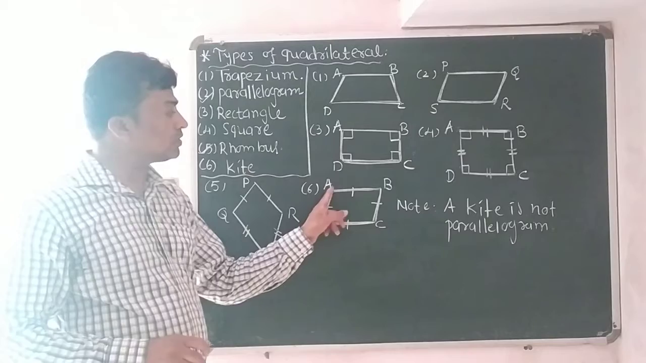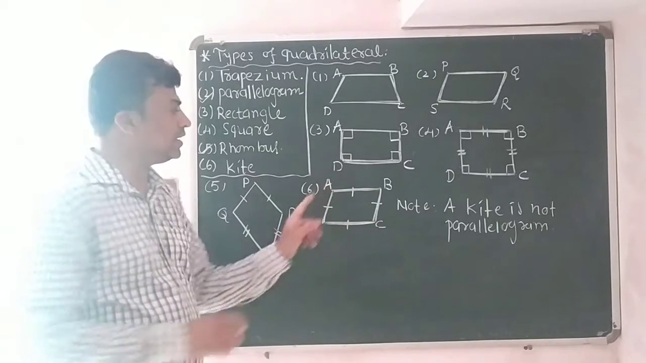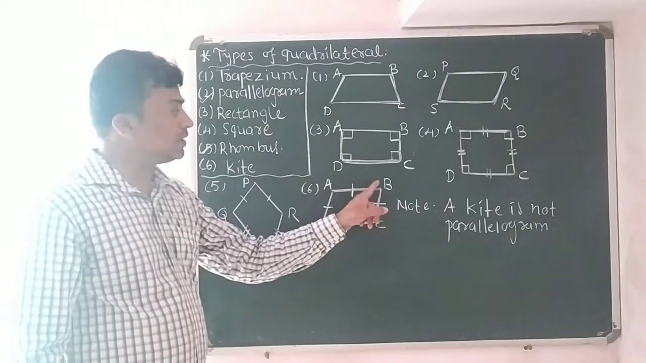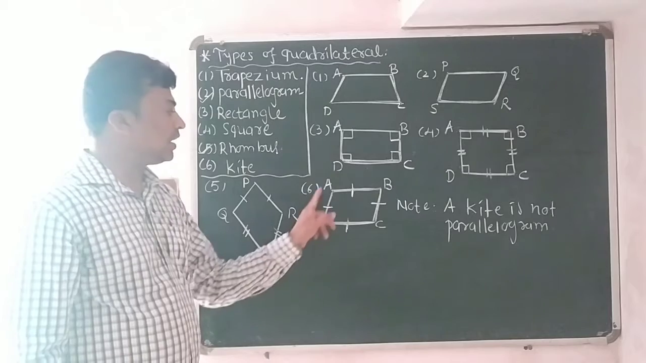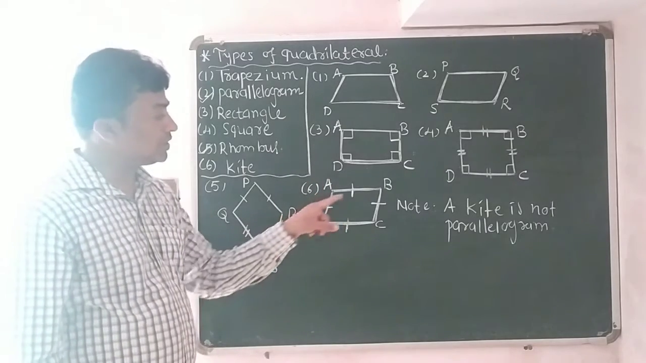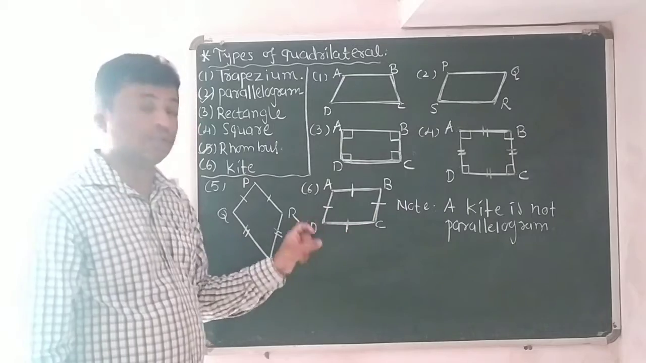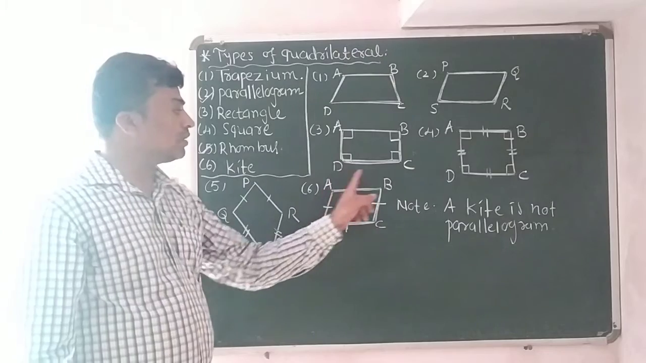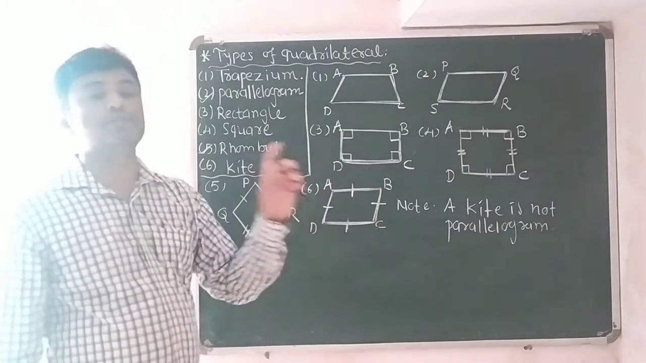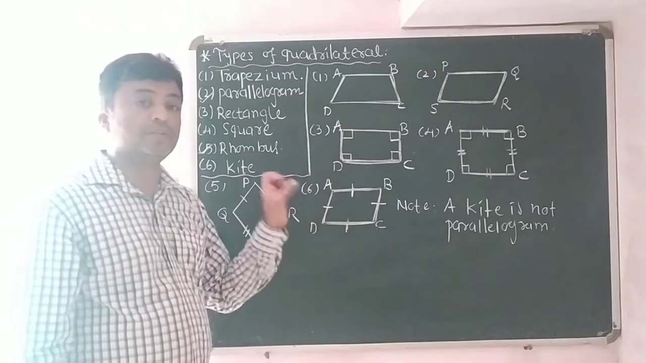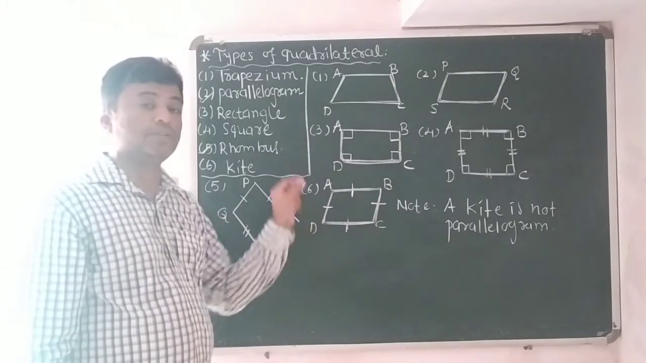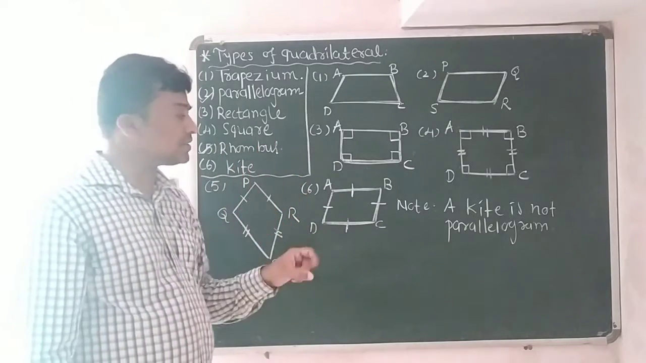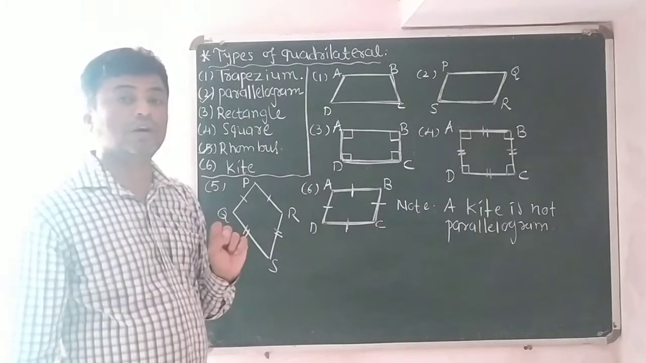And see children, here on sides AB, BC, CD and DA there is 1 dash mark. See, 1 dash mark means length of AB, length of BC, length of CD and length of DA are same. So see children, here ABCD is the parallelogram and all its sides are equal in length. So quadrilateral ABCD is the rhombus. Why is quadrilateral ABCD the rhombus? Because quadrilateral ABCD is the parallelogram and all its side lengths are equal. So we can say that quadrilateral ABCD is the rhombus.